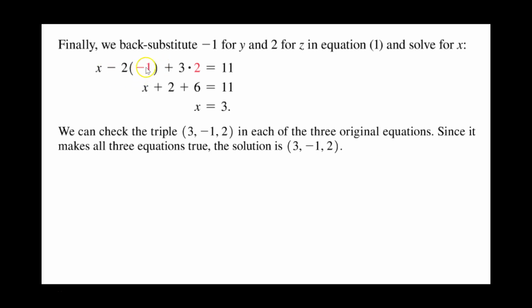The -1 I'll plug in for y. I'll plug the 2 in for z. These two multiply together gives me 6. These two multiply together are negative, negative, which makes it +2. 2 plus 6 gives me 8. Take it over here by subtracting, doing the opposite, and that gives me 3. So in our final answer, we write x, y, and z: 3, -1, and 2. So this is pretty much the process of solving by elimination, and what I just laid out for this particular problem.